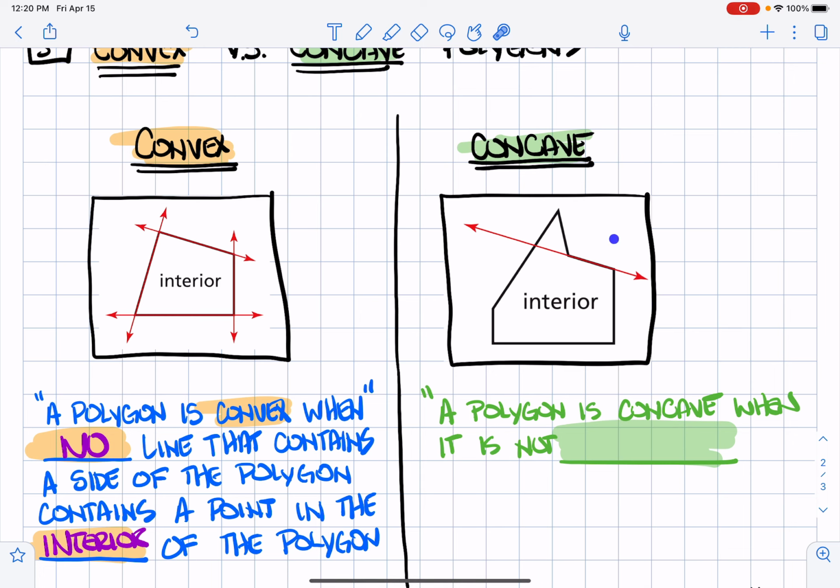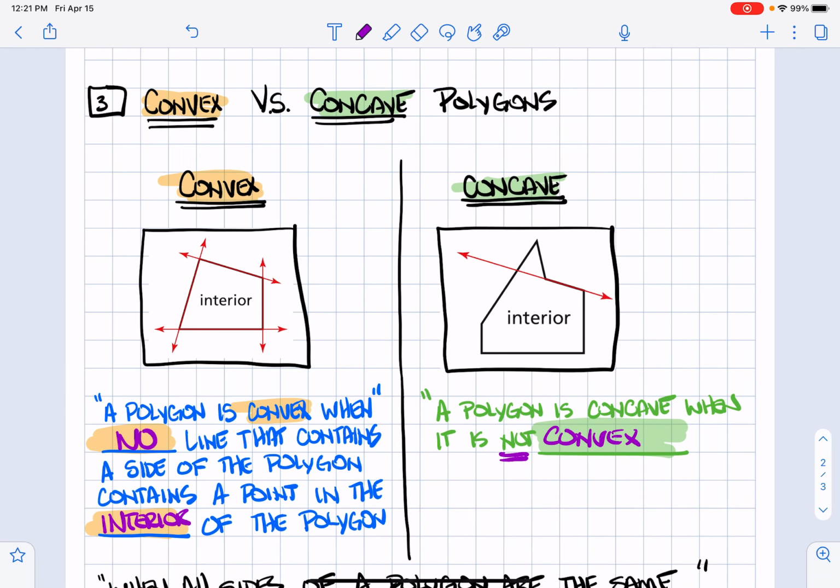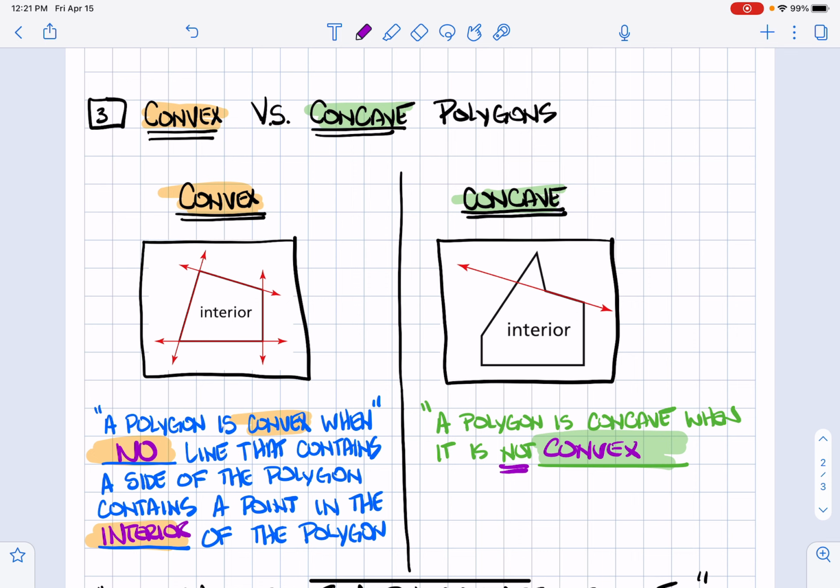So if I draw this line and extend it, it does not hit the inside. If I draw this line and extend it, it doesn't hit the inside. This one, it doesn't. This one, it doesn't. But this one, it definitely does. Look, now all of a sudden I'm on the inside. Same with this red line, right? It passes through the inside. So if I can draw a line and it ends up hitting somewhere on the interior, that's called a concave polygon. So we say a polygon is concave when it is not convex. This one's kind of cool because it just uses the other name to describe it and define it. So that's the difference between concave versus convex polygons.